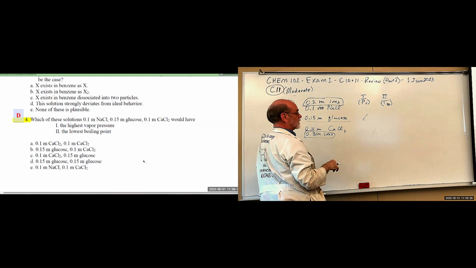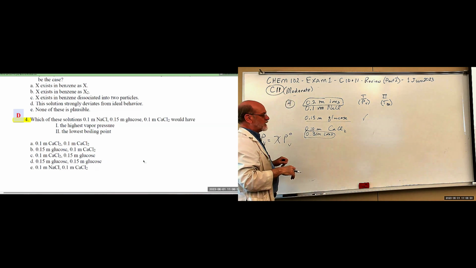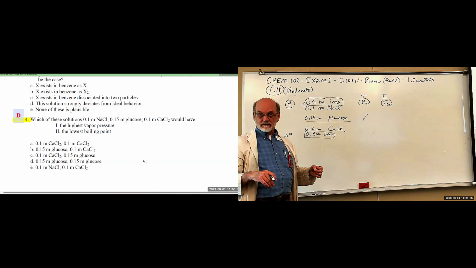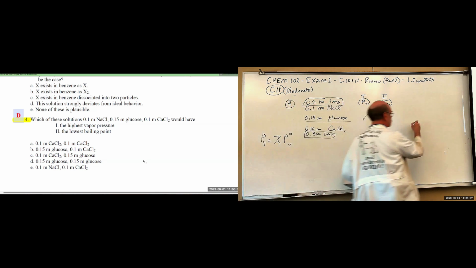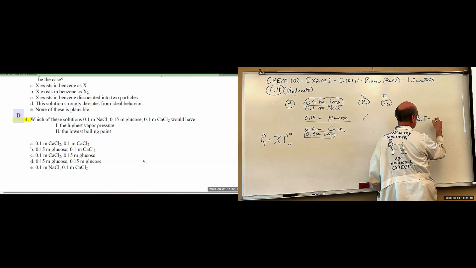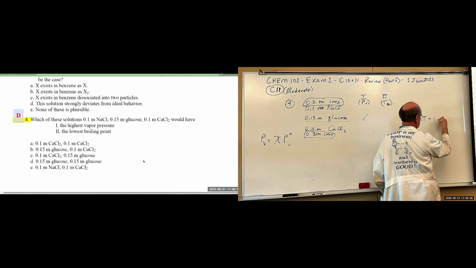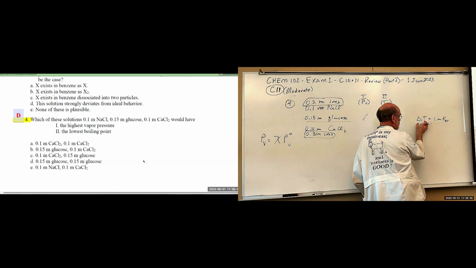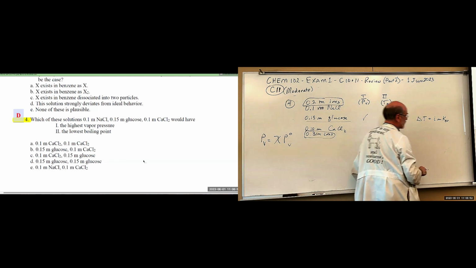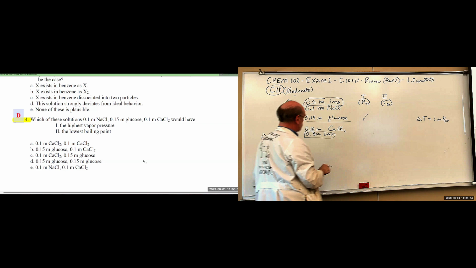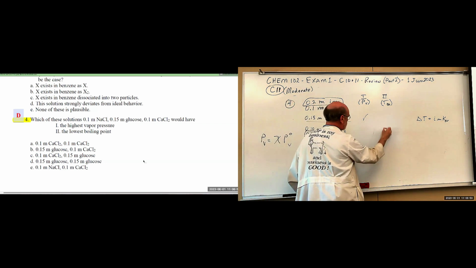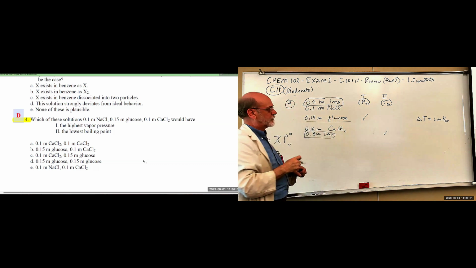How about the boiling point? The boiling point would be elevated for the higher solute concentration. That's based upon molality, and then K. So as the molality increases, the boiling point, the change in temperature, would increase. All right, so which one's highest? This one right here, 3 molal. So it'd be calcium chloride.